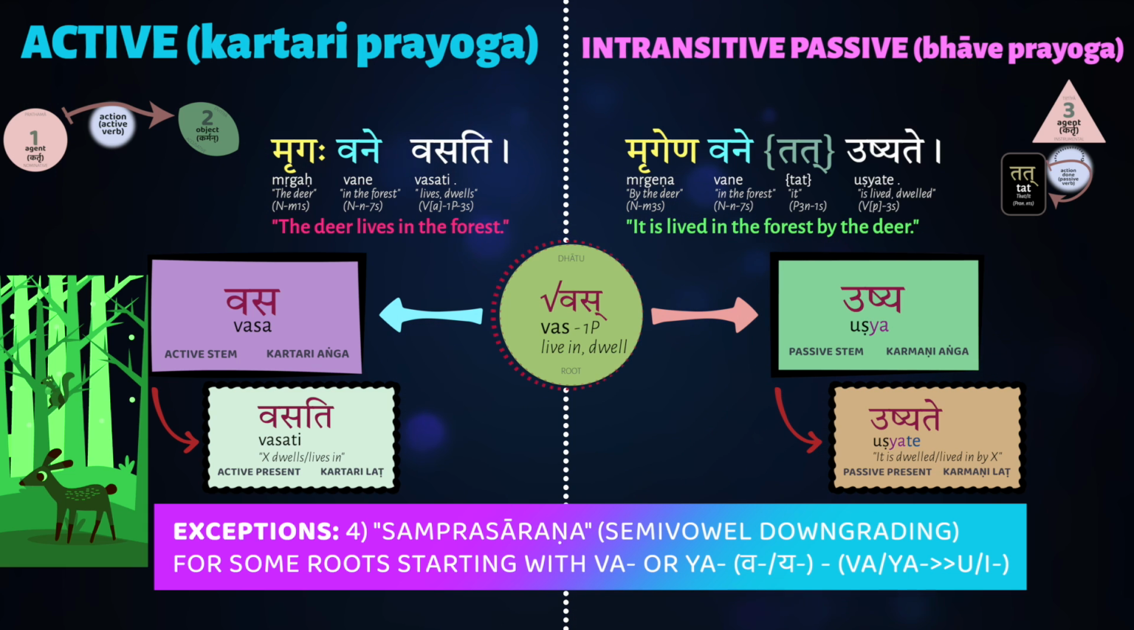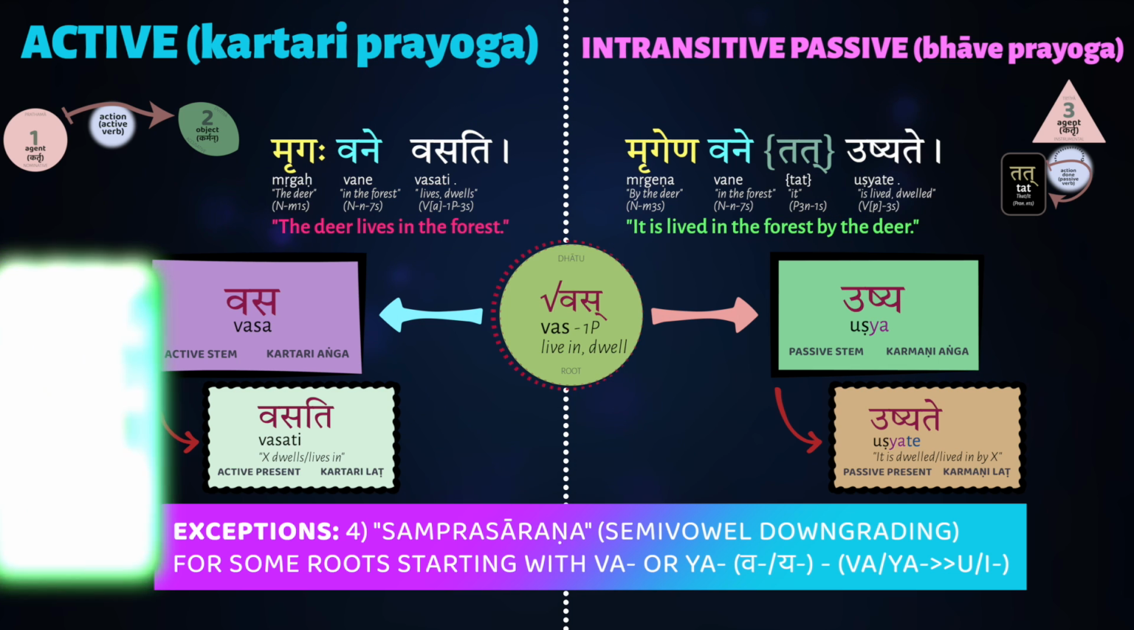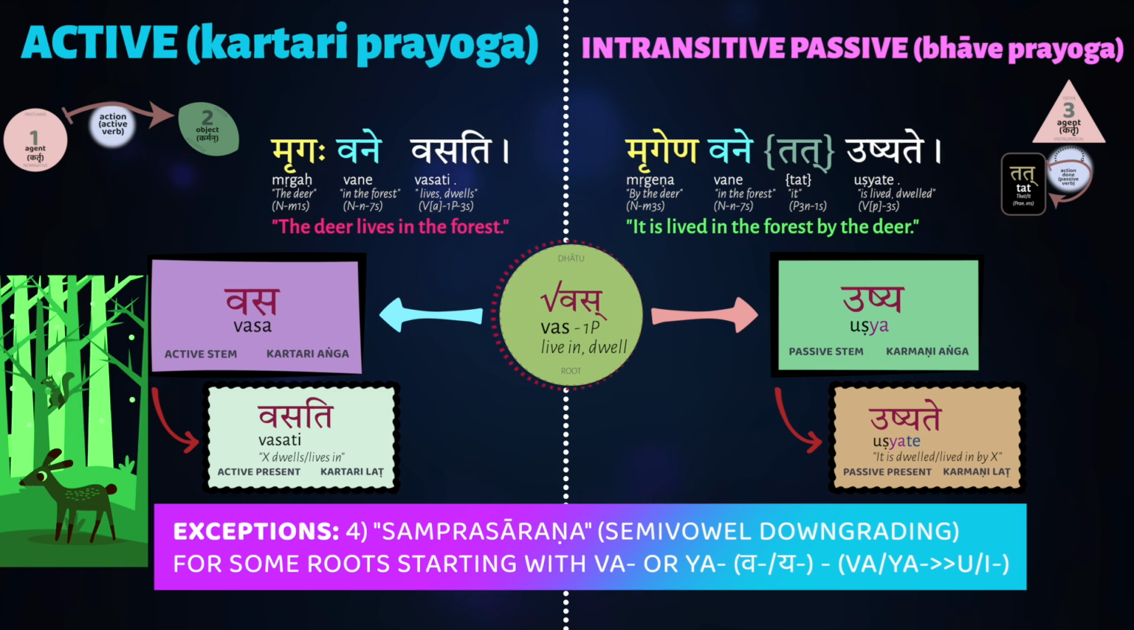Add the atmanepada ending, so you get, as an active form, mrugaha vane vasati. The deer lives in the forest. In the passive form, it'll become a bhave prayoga, again, an intransitive passive, and we'll get mrugena vane ushyate. It is lived in by the deer in the forest.